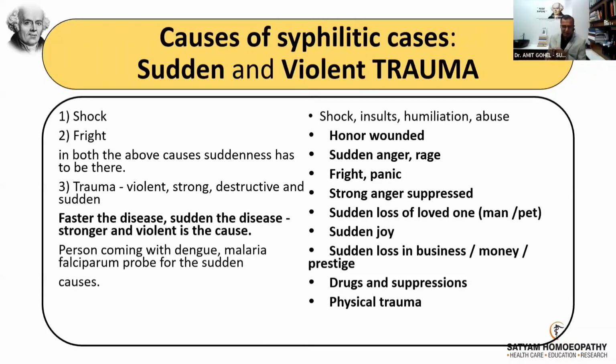Faster the disease, sudden the disease and stronger, violent is the cause. So shock, insult, humiliation, abuse, honor wounded, sudden anger, sudden fright and panic state, sudden strong anger suppressed, sudden loss of loved one, sudden joy, sudden loss of business, money or prestige, some of the drug use and the separations and the physical trauma. So what could be the cause in this case? Is any emotion there in this case? Absolutely not. Okay. So the cause is drug.